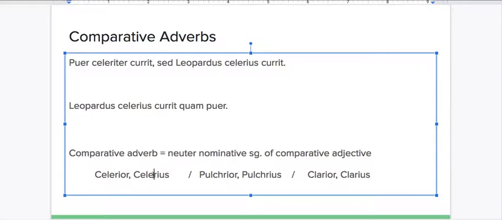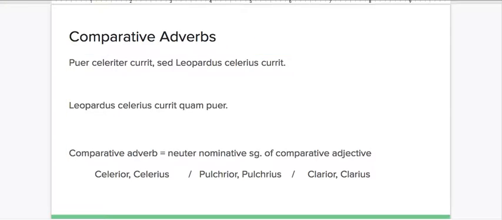If I'm describing a more quick animal, I'd say animal celerius. And so this is just a neuter comparative adjective. Pulchrior, pulchrius, clarior, clarius. Neuter, right? Masculine, feminine, neuter. And so the other thing now to just recognize is that not only is this the neuter nominative singular or accusative singular form of the adjective, it's also the comparative adverb. So more quickly, more beautifully, more clearly.